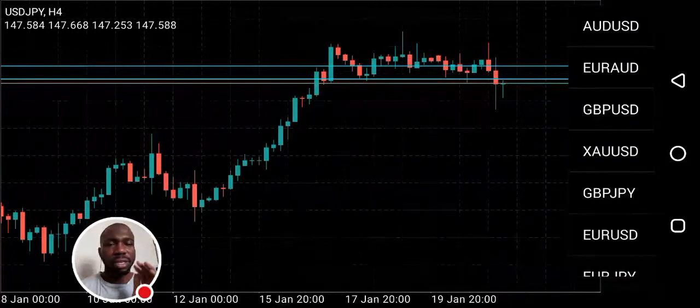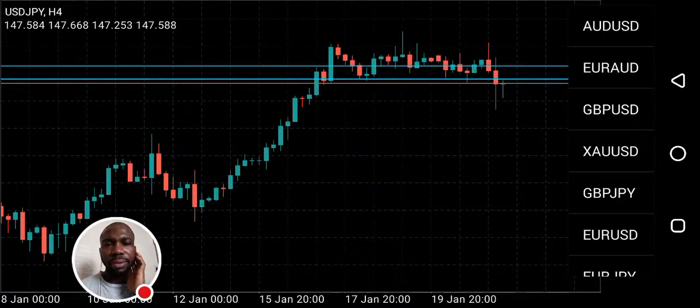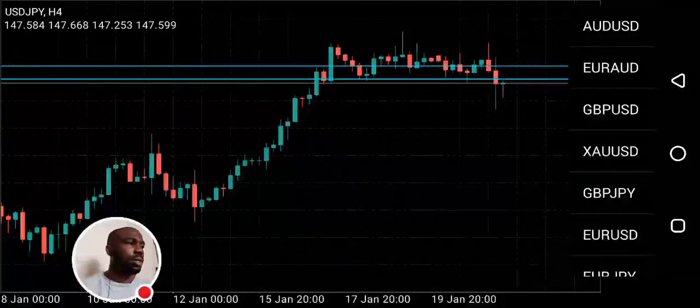I don't think there's any major news for USD today, right? No major news for USD. Only we have news for JPY and New Zealand. New Zealand, I think, is by 11:45 p.m. Okay, that'll be later in the day. Okay, no major news for USD.